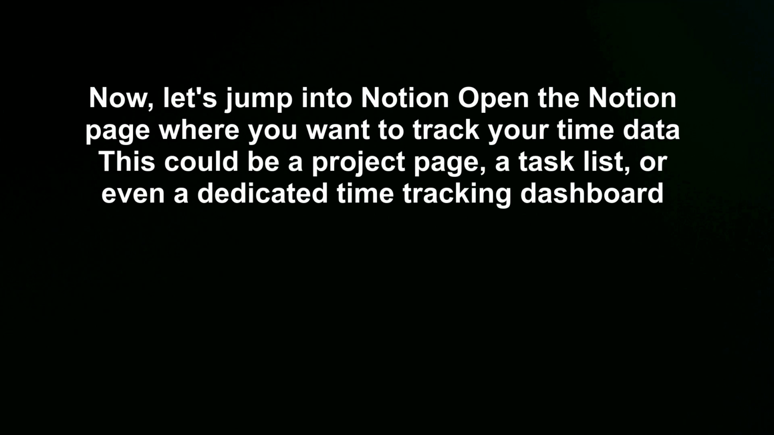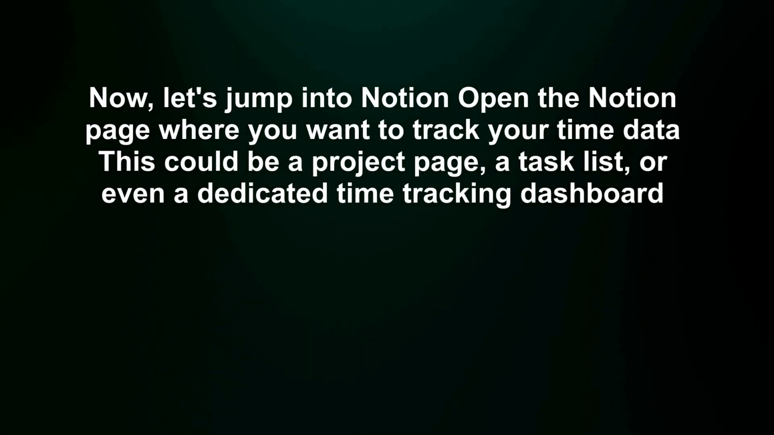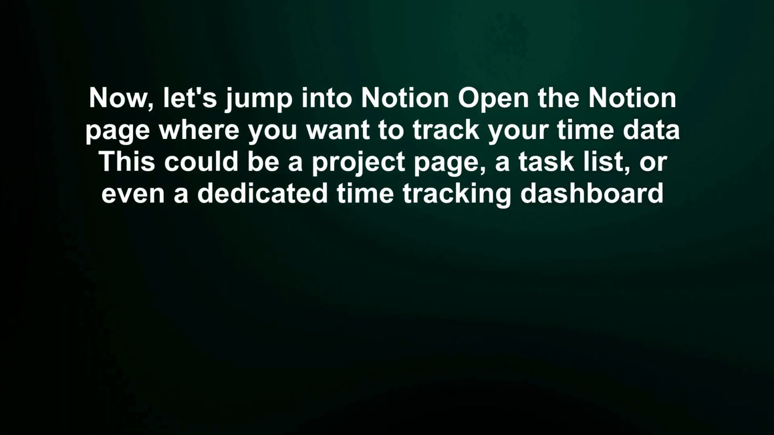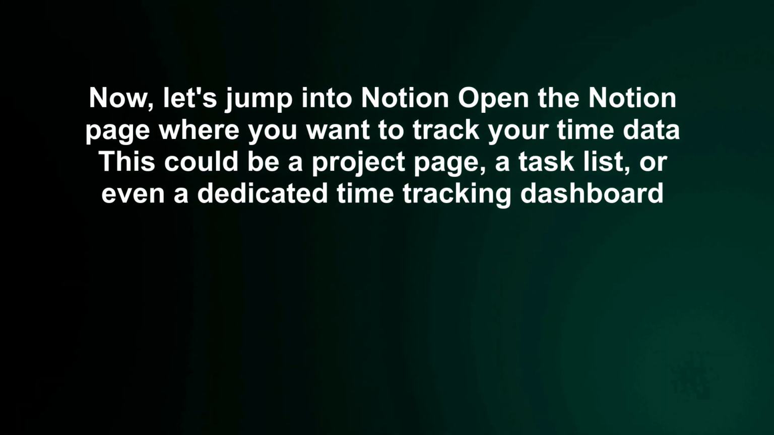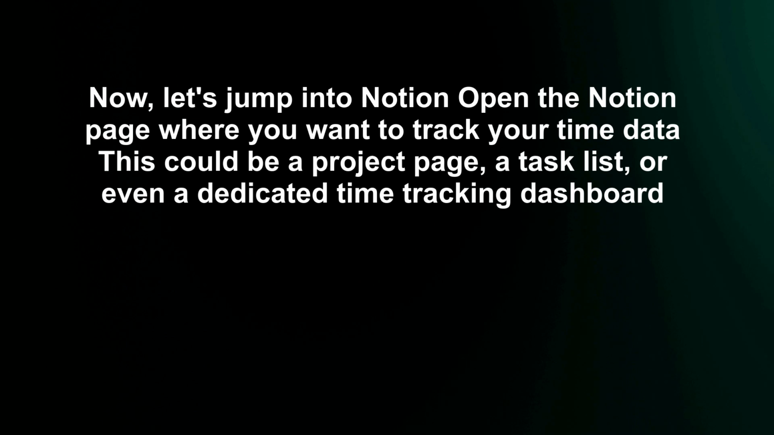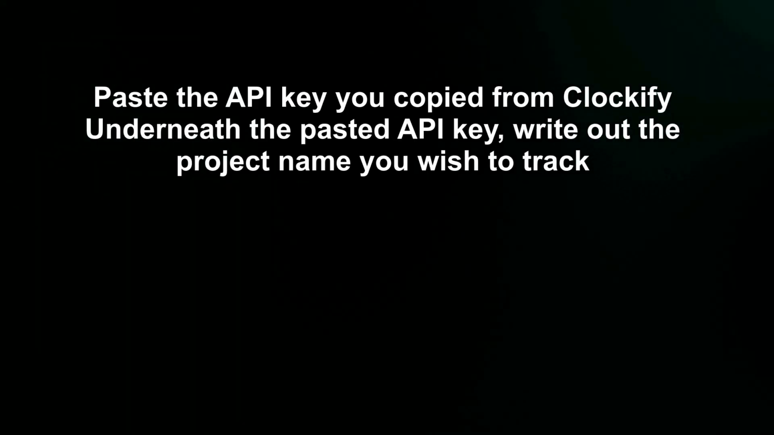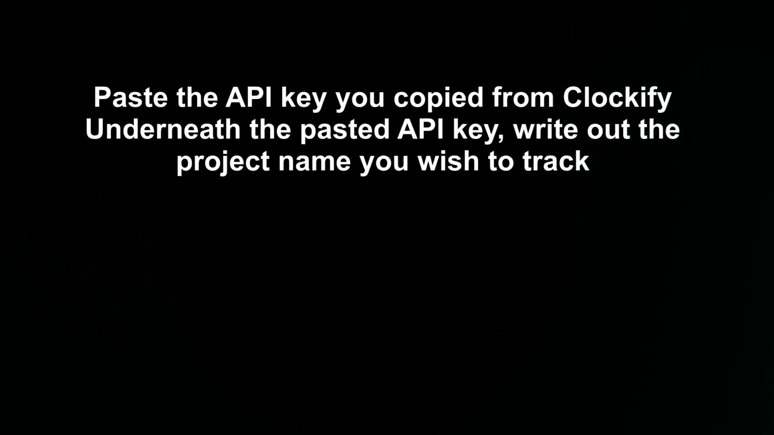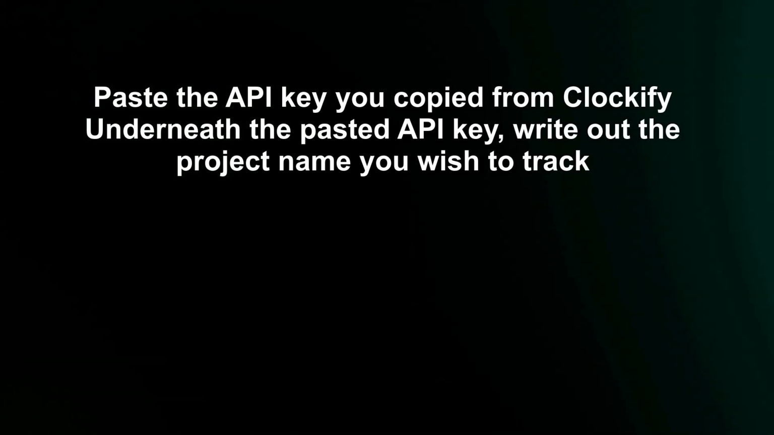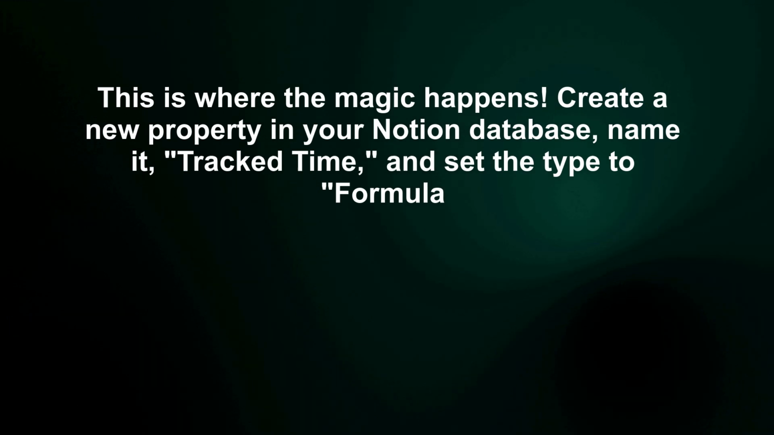Now, let's jump into Notion. Open the Notion page where you want to track your time data. This could be a project page, a task list, or even a dedicated time tracking dashboard. Paste the API key you copied from Clockify. Underneath the pasted API key, write out the project name you wish to track. This is where the magic happens.